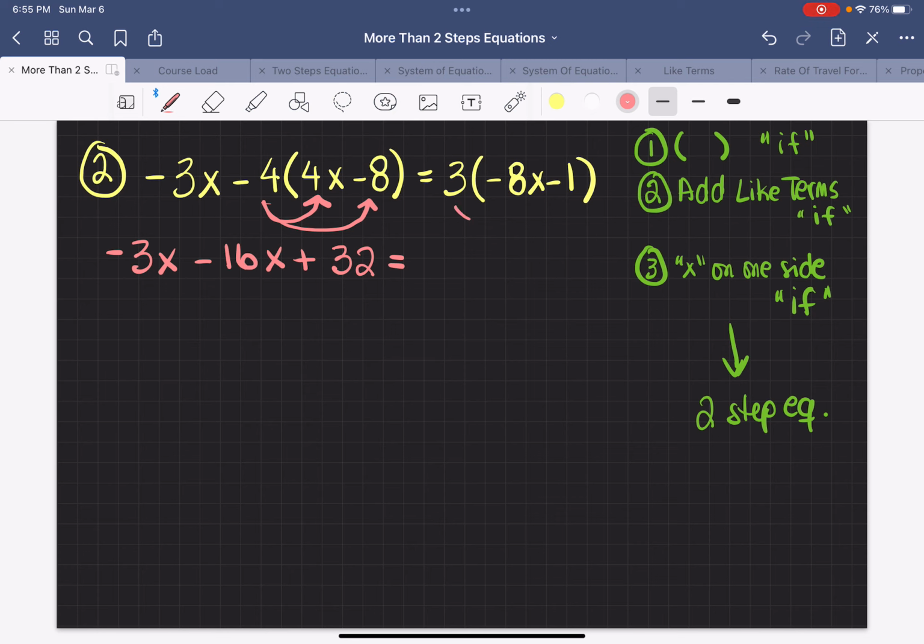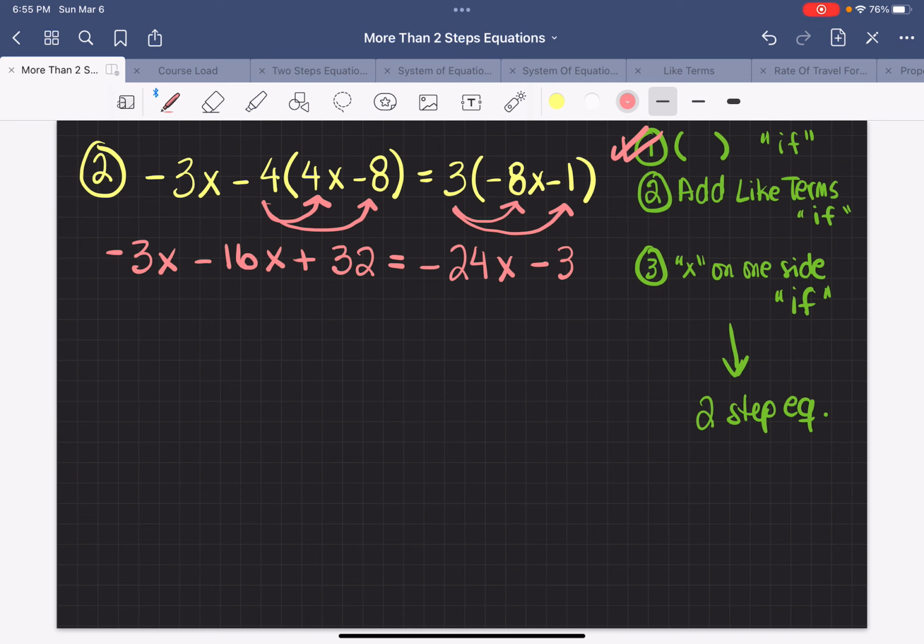Then I have 3 times -8x. So positive times a negative, it's a negative. 8 times 3 is 24x. Then the 3 times the -1, that would be -3. So I'm done with the first step. I need to go to the next step.